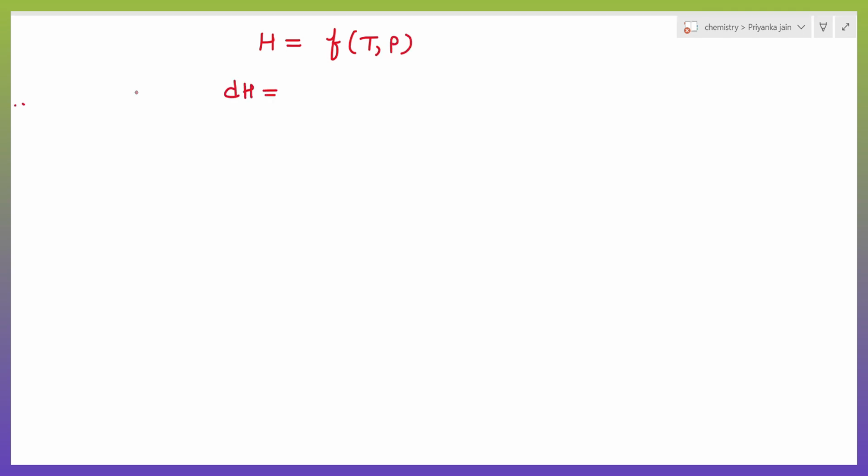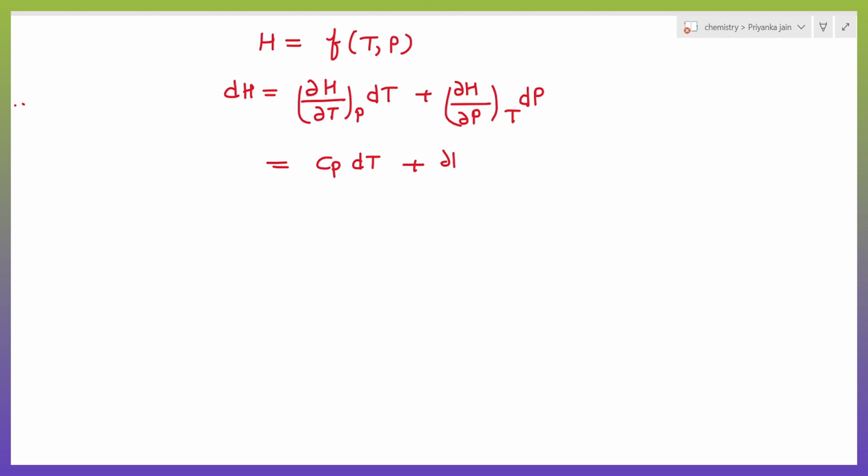Now see, if we have to find out the enthalpy for the ideal gas, how can we find it? See here, H is a function of T and P. We can write dH is equal to del H upon del T at constant P dT plus del H upon del P at constant T dP. Now this del H upon del T at constant P is equal to Cp. So we can write Cp dT plus del H upon del P at constant T dP, and this is equal to dH.